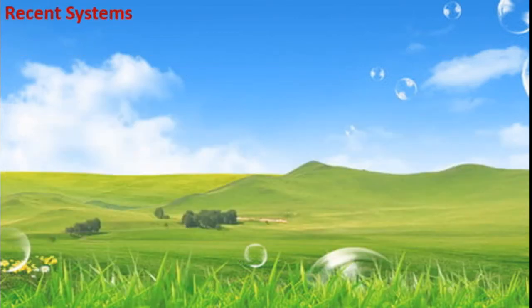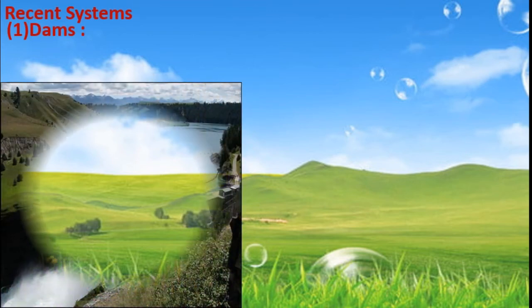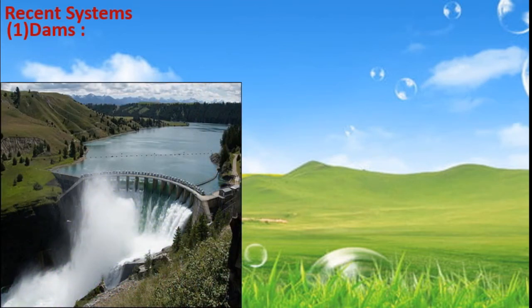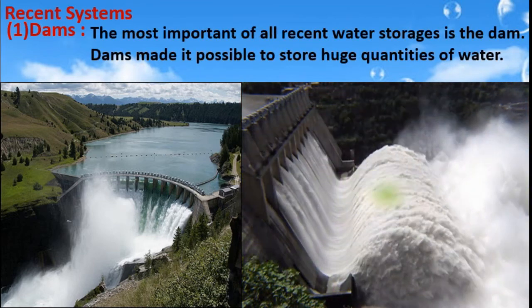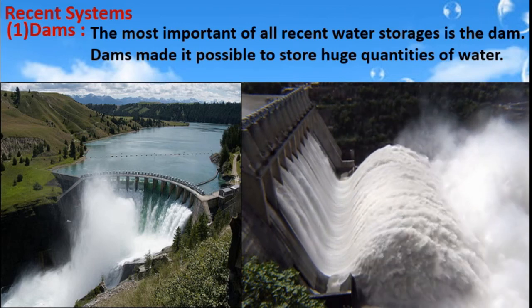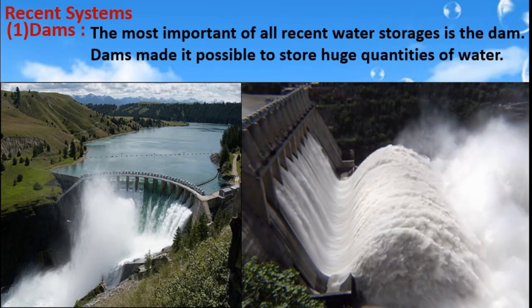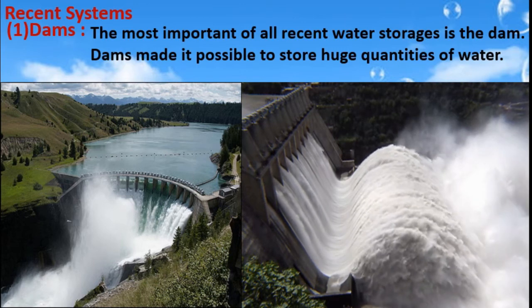Yes students, we will see about the modern methods. See recent systems. First one is dams. Yes, you can see here. This is a dam. Here backside river is there and we stop the water by building the dams. And the dams have so many doors. Whenever the water level increases, we open the doors of the dam to pass the excess water.